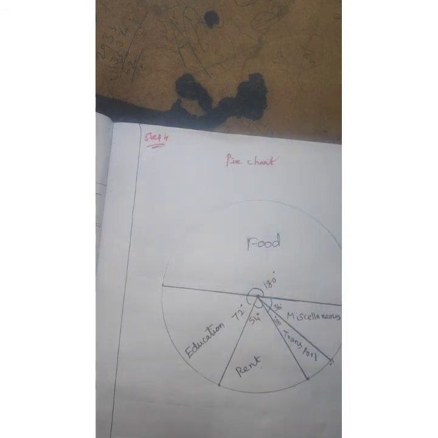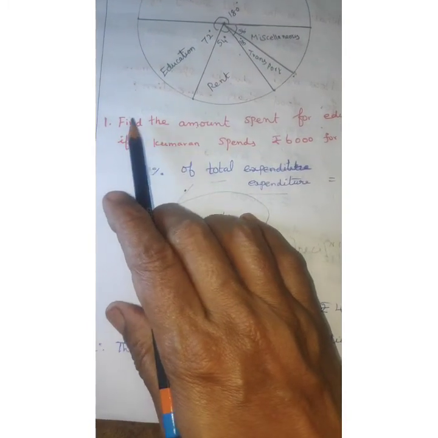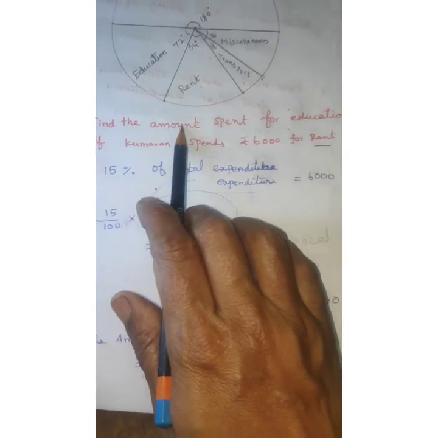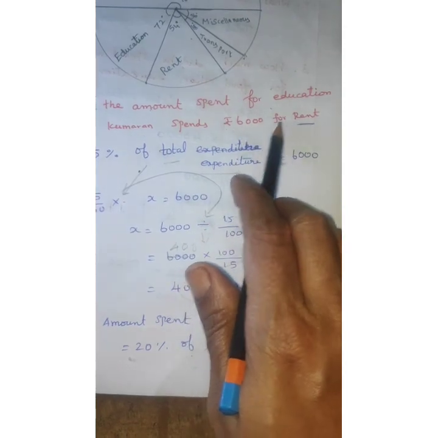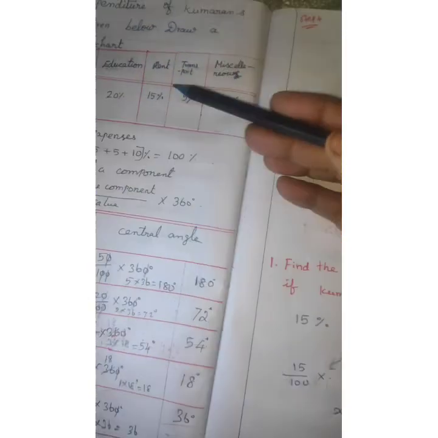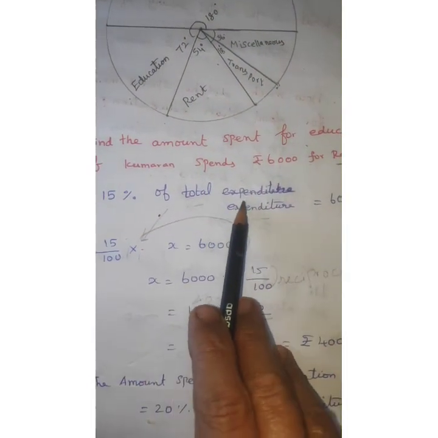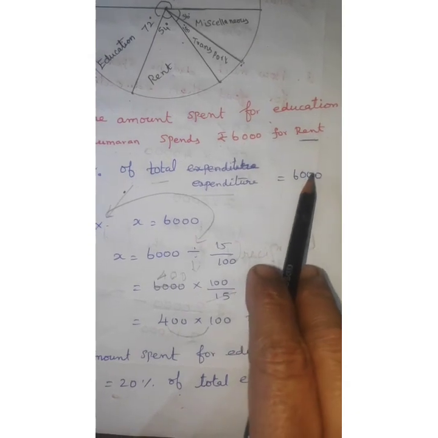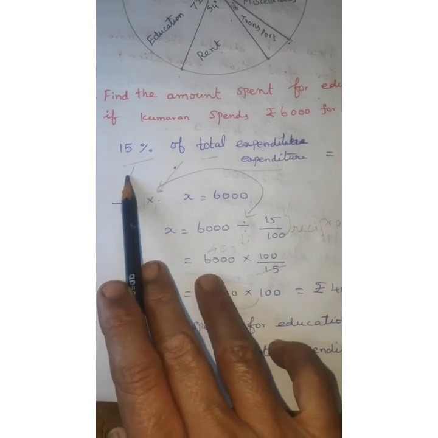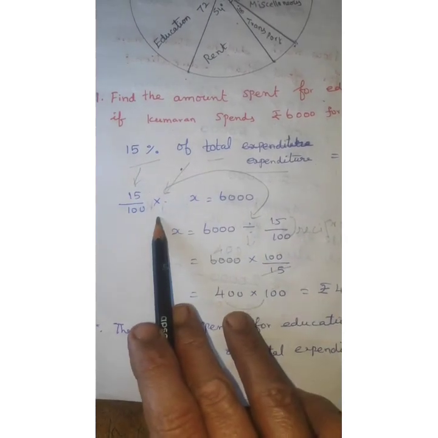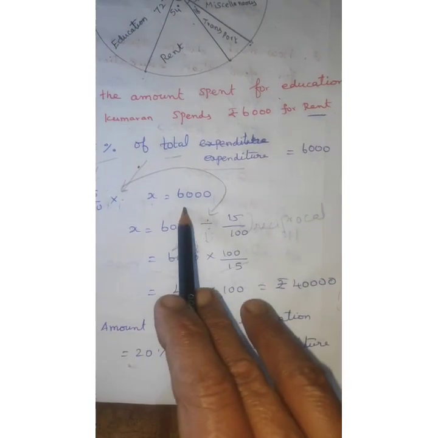Miscellaneous. Now the 3 sums are over. They are asking 3 questions. Find the amount spent for education if Kannan spends rupees 6,000 for rent. Rent percentage is 15%. 15% of total expenditure is equal to what is given, 6,000. Write 15% as 15 by 100. Of symbol is into. Total expenditure amount is unknown, you write it x is equal to 6,000.